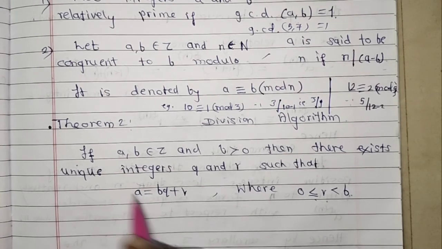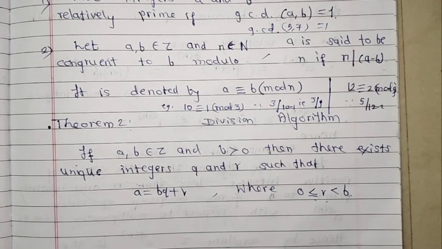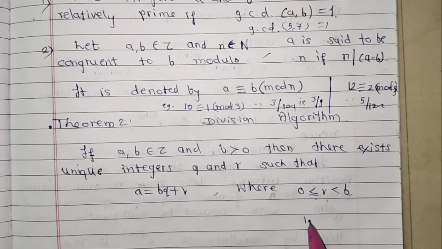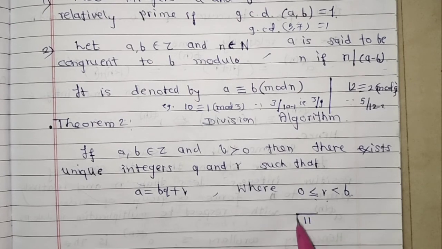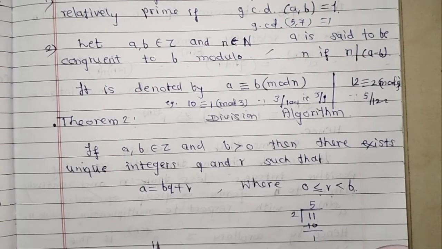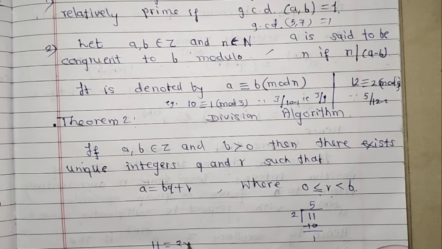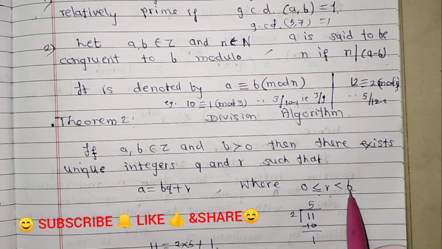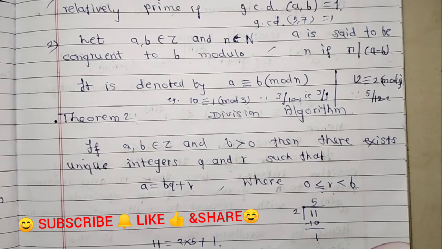You can take examples of this statement also. That means 11 divided by 2, then we get remainder as 1. We can write 11 as 2 into 5 plus 1. That is a equals bq plus r. Here r is 1, and this r must be less than this b. r must be less than this 2. You know this.